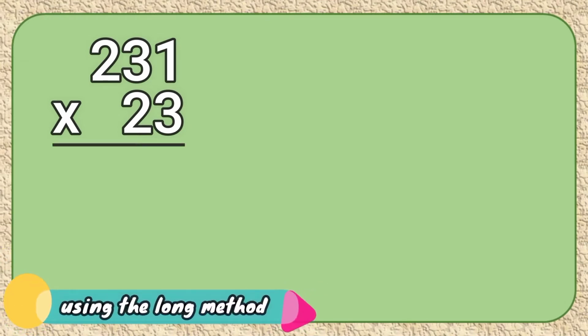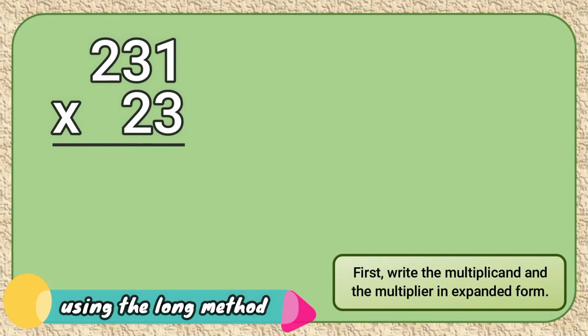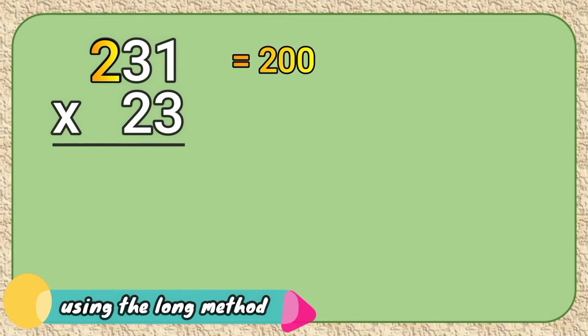Solution 2 by using the long method. This method uses the distributive property of multiplication over addition. First, write the multiplicand and the multiplier in expanded form. So, digit 2 is equals to 200. Digit 3 is equals to 30. Digit 1 is equals to 1. So, our multiplier is 23. Digit 2 is equals to 20. Digit 3 is equals to 3.